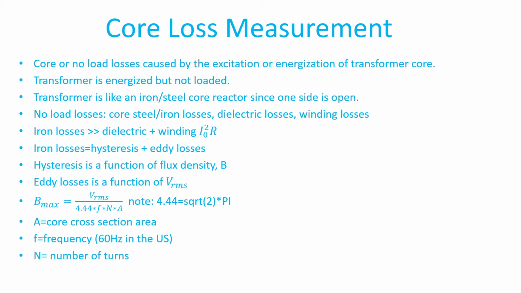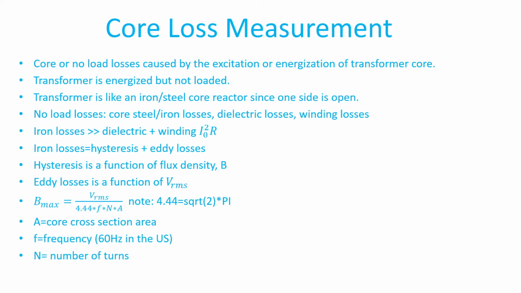A transformer is like an iron or steel core reactor since one side is open. So a transformer has a primary side and a secondary side. One side is energized, the other side is not energized, is open. So no load losses have core loss or core steel/iron losses, dielectric losses, winding losses.